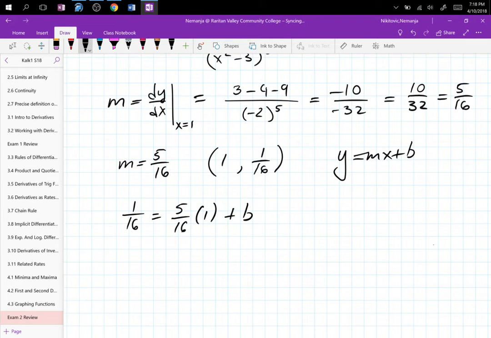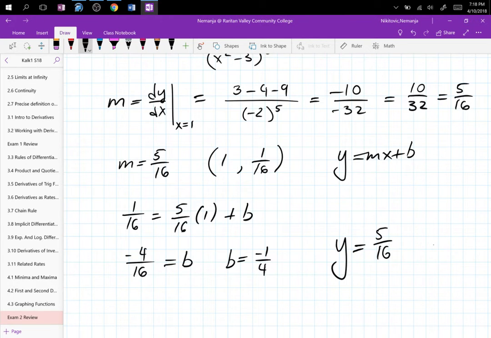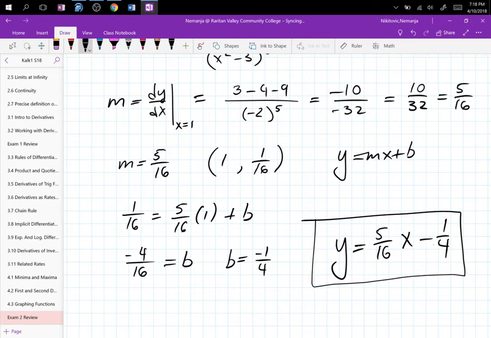This is becoming negative 4 over 16 equals b. So b is negative 1/4. So what's the tangent line? It's y equals 5 over 16x minus 1/4. And that's the tangent line.